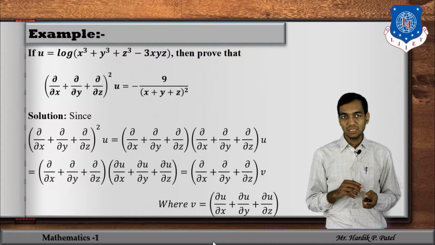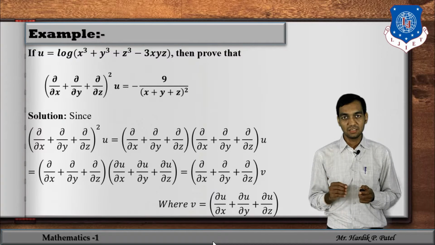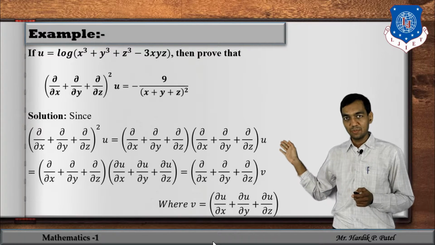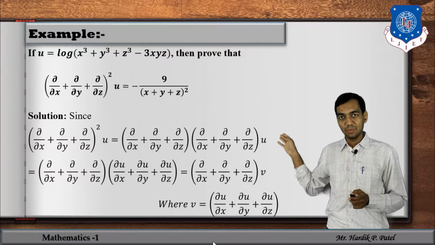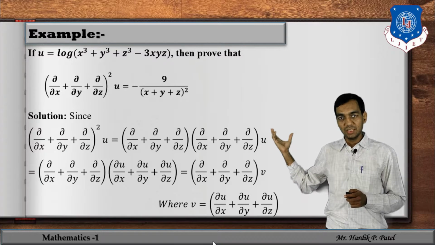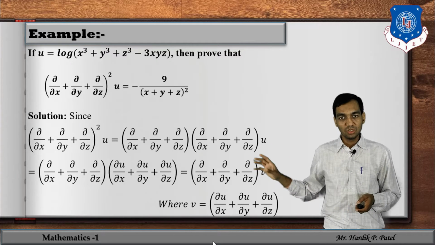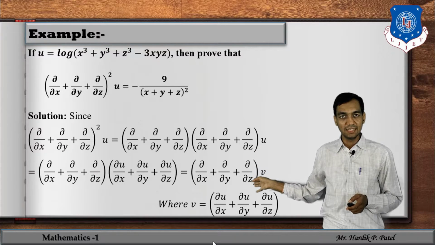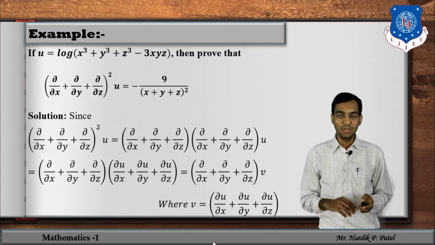But you have to write this in the form of (del by del x plus del by del y plus del by del z) the whole square of u is equal to (del by del x plus del by del y plus del by del z) of (del u by del x plus del u by del y plus del u by del z). Now, what we are going to assume is del u by del x plus del u by del y plus del u by del z is equal to v. So, this term is going to be in the form of (del by del x plus del by del y plus del by del z) of v, where v is nothing but del u by del x plus del u by del y plus del u by del z.